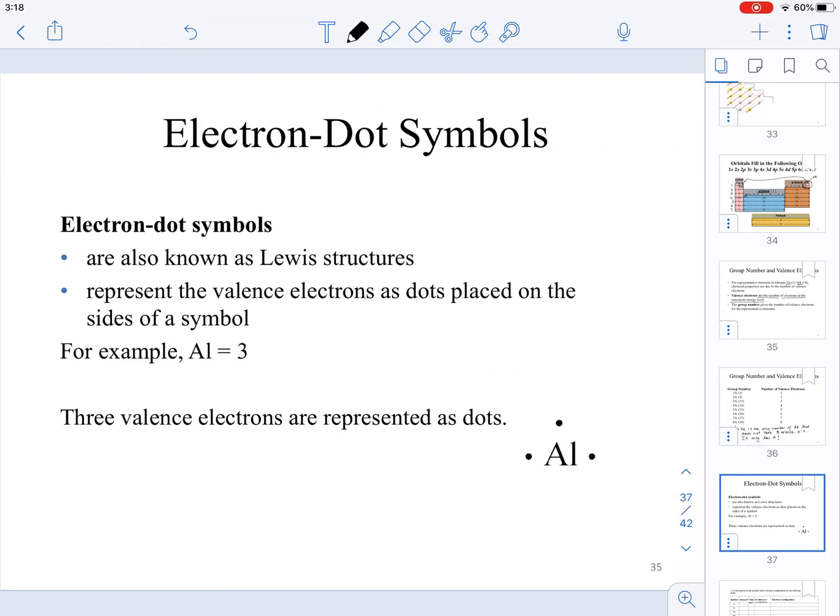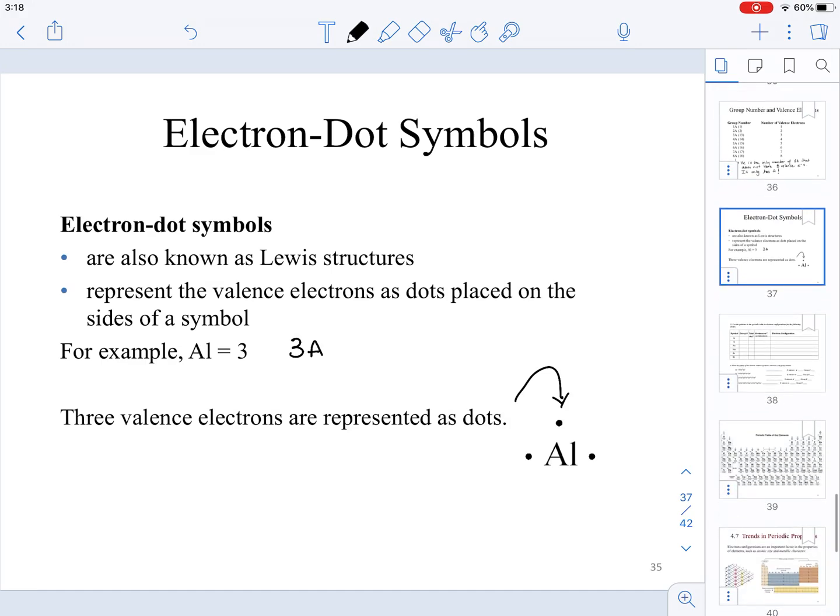Now, there's a way in which we can illustrate those valence electrons. Understand that it's just by placing dots around the element symbol. And as you can see here, aluminum, which is in group 3A, has 3 valence electrons. So that's why when we illustrate it, it looks like this, Al with the 3 dots.